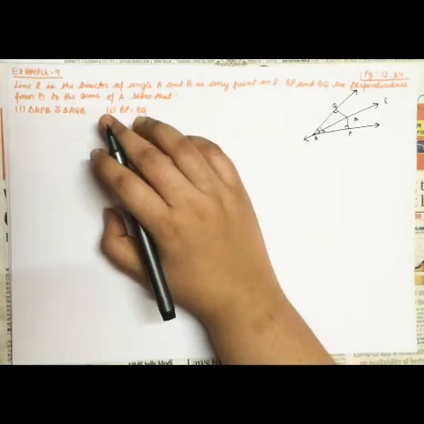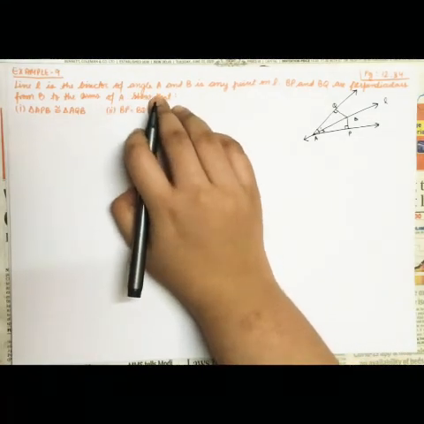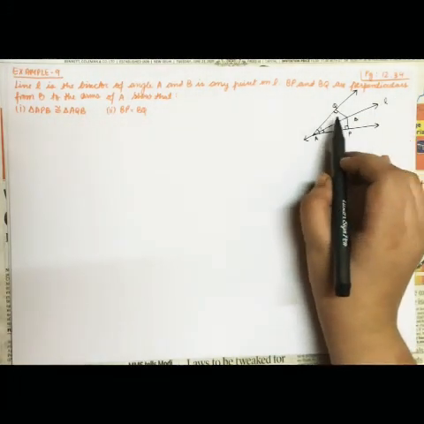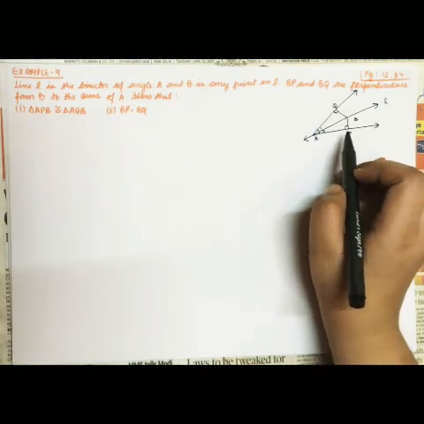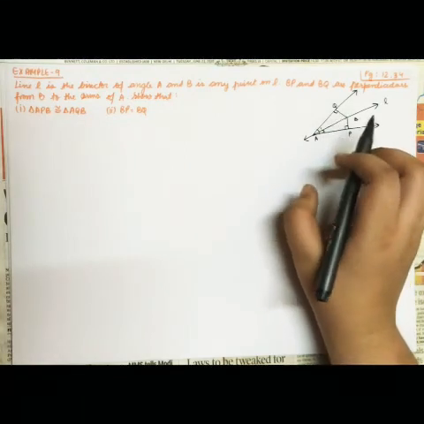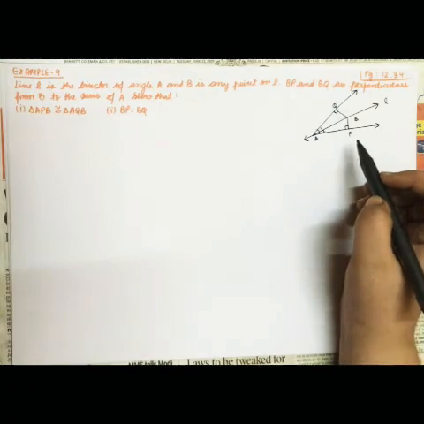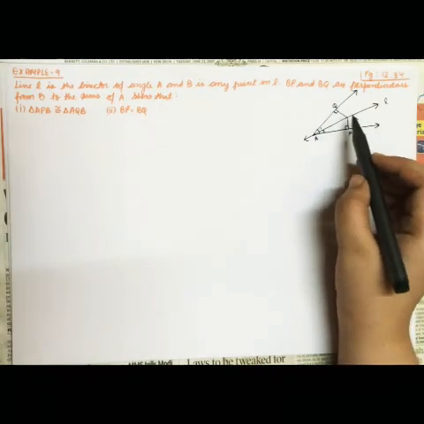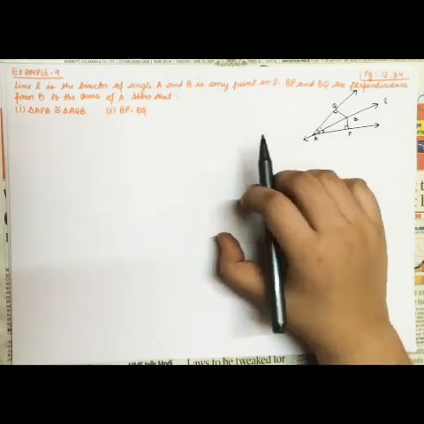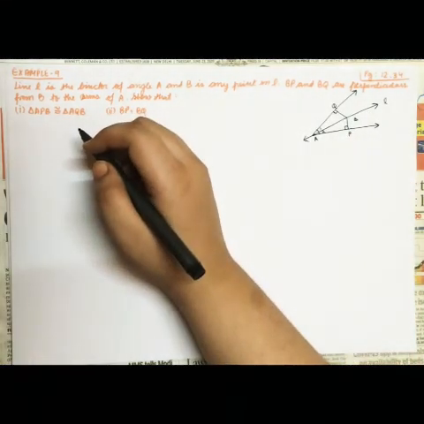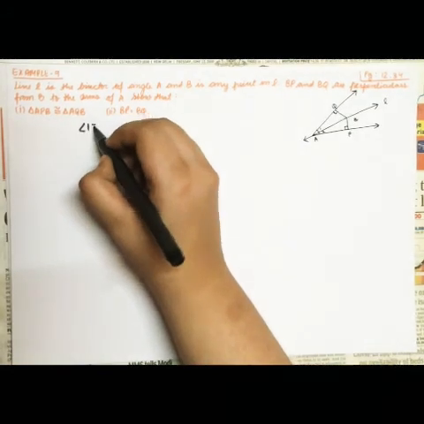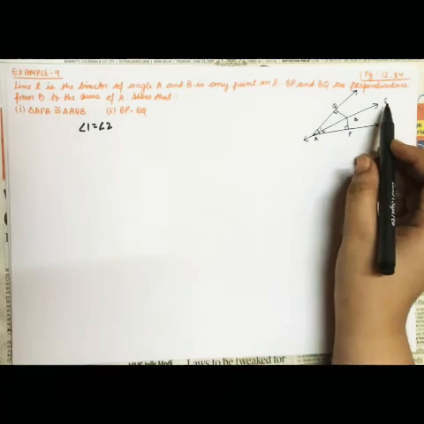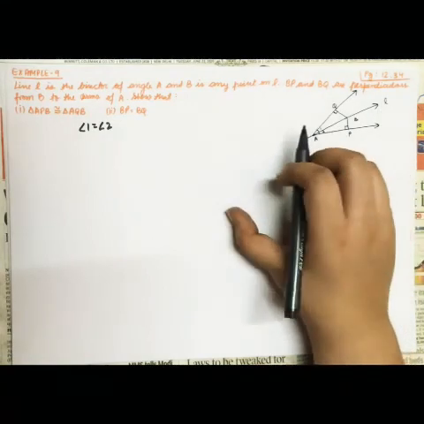Example number 9. Here line L is the bisector of angle A and B is any point on L, and BP and BQ are perpendiculars from B to the arms of angle A. We have to show that triangle APB is congruent to triangle AQB and BP is equal to BQ. So we will start with, it is given that angle 1 is equal to angle 2 as line L is the bisector of angle A.